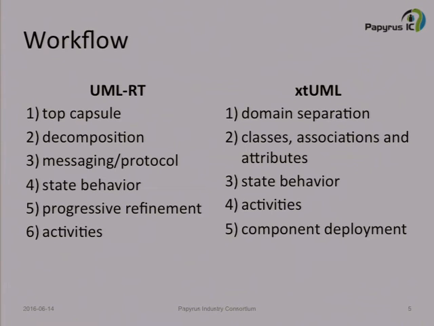The order that you do things is a little bit different. In UML RT, it is distinctly functional decomposition and progressive refinement. So you start with a top capsule and you decompose. You focus a lot on the messages passing between the functional elements in your model. Protocols: strict definition of not just the data that is carried by these messages, but the sequencing of the messages.